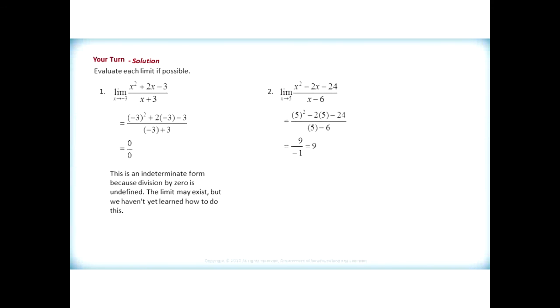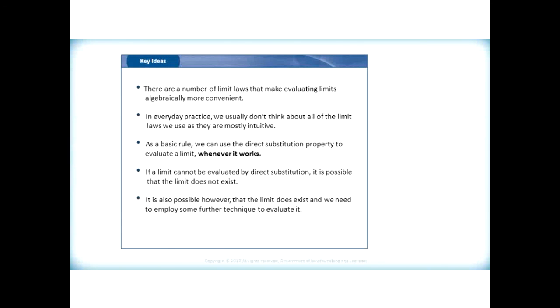And otherwise, I'm just going to highlight the key points from this section that we talked about. First of all, there are a number of limit laws, and most of them are pretty straightforward, so no big deal there. They make evaluating limits algebraically more convenient, and that's all there is to it. In everyday practice, we usually don't think about those limit laws, as they are mostly intuitive. As a basic rule, we can use direct substitution property to evaluate a limit whenever it works. So that's the big key thing there. We can use it whenever it works. If it doesn't work, we might have to try something else, or we might be out of luck altogether. But if it works, go with it.